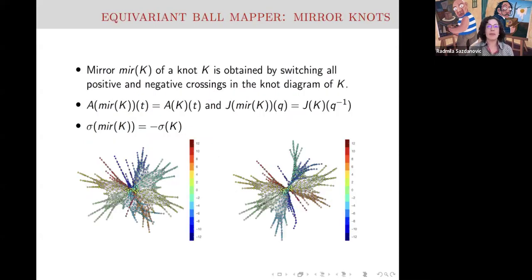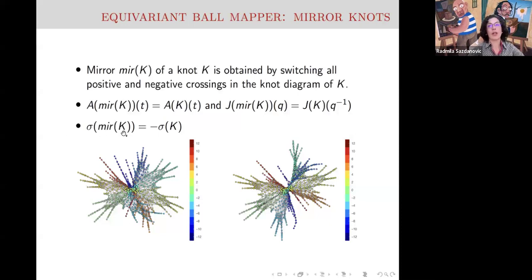Again, for specialists in knot theory, look at a knot and its mirror, which just means that you change each crossing to the opposite one. You know that the Alexander polynomial of a mirror knot is the same as the Alexander polynomial of the original, but the Jones polynomial satisfies a relation where you replace the variable q by q inverse. And it is similar with the signature.